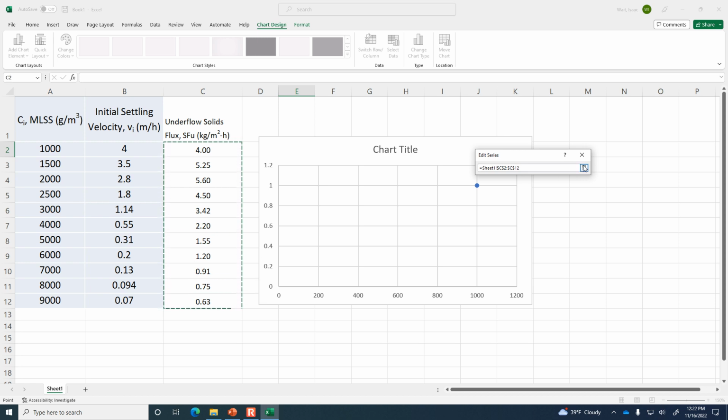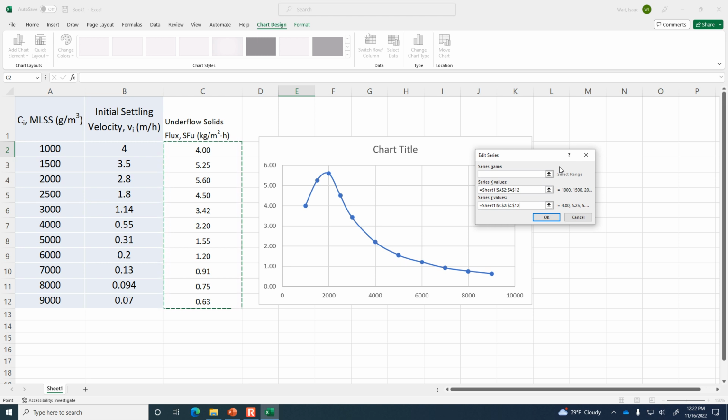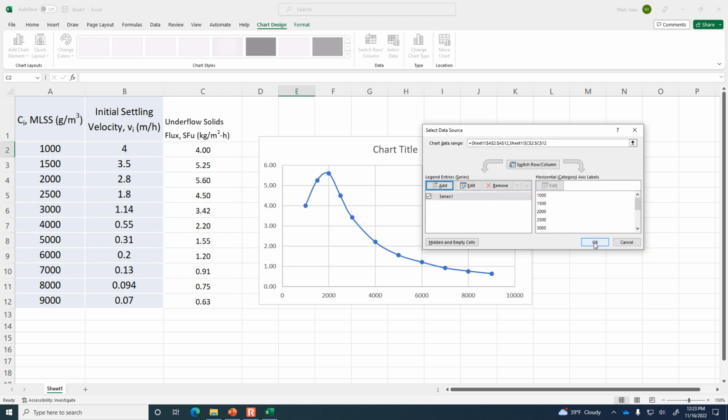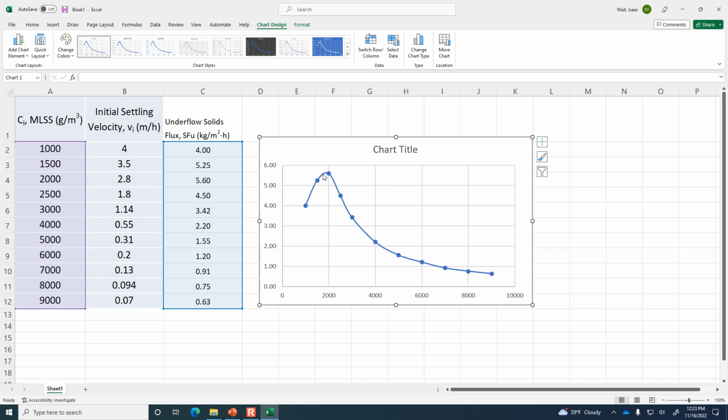And we should have a pretty nice looking curve here that is saying for a certain concentration, what's the rate that you can be settling these solids at the bottom of the clarifier. And it's rate per unit area. So the interesting thing here is you can see where the flux is the highest. Maybe I ought to add some axis titles here. So to do that, click on the chart plus axis titles.